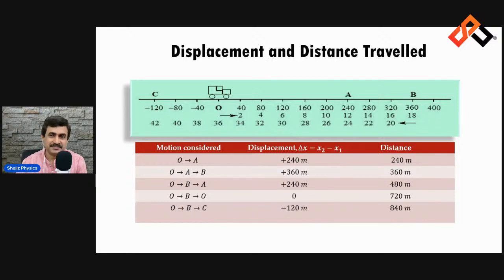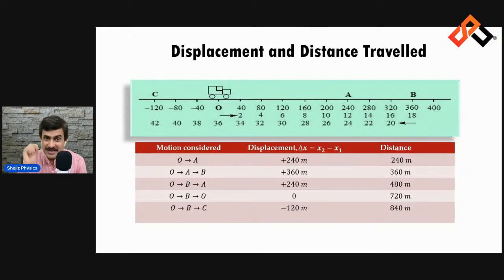Now, another thing, you compare the distance and displacement in each case. See here, the magnitude of displacement is 240. Here, distance is 240. 360, 360. But here, in the third case, you observe displacement is 240 magnitude, but the distance traveled is 480. In the next case also, the displacement is less than the distance traveled. What does it mean?